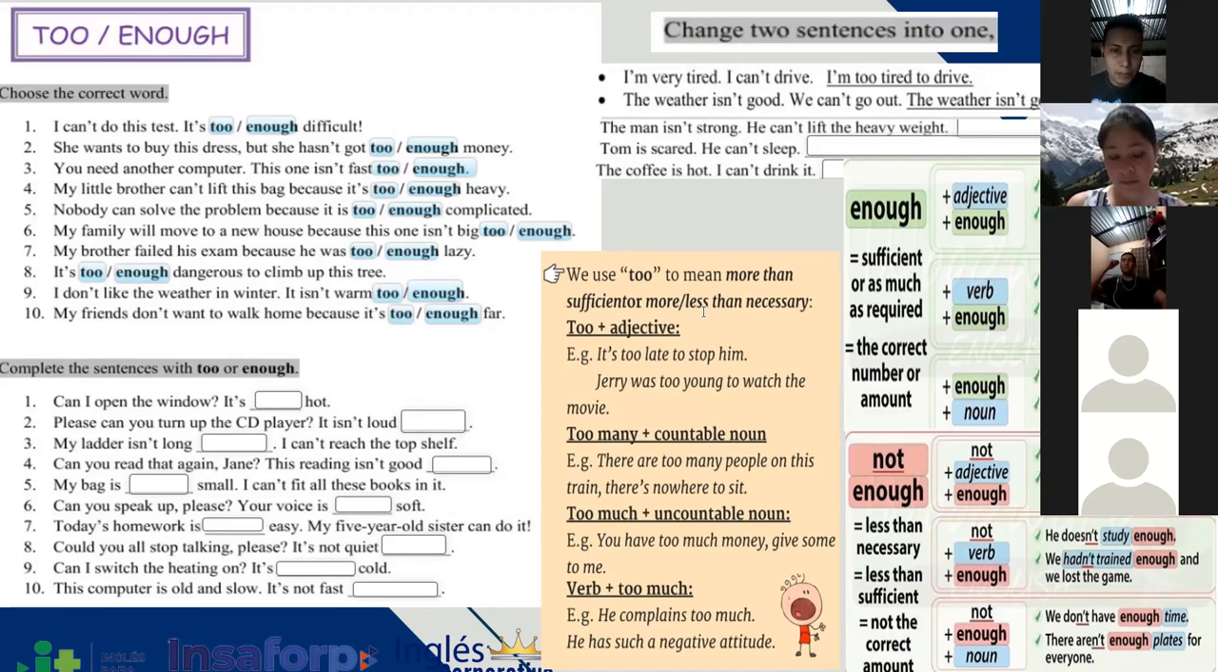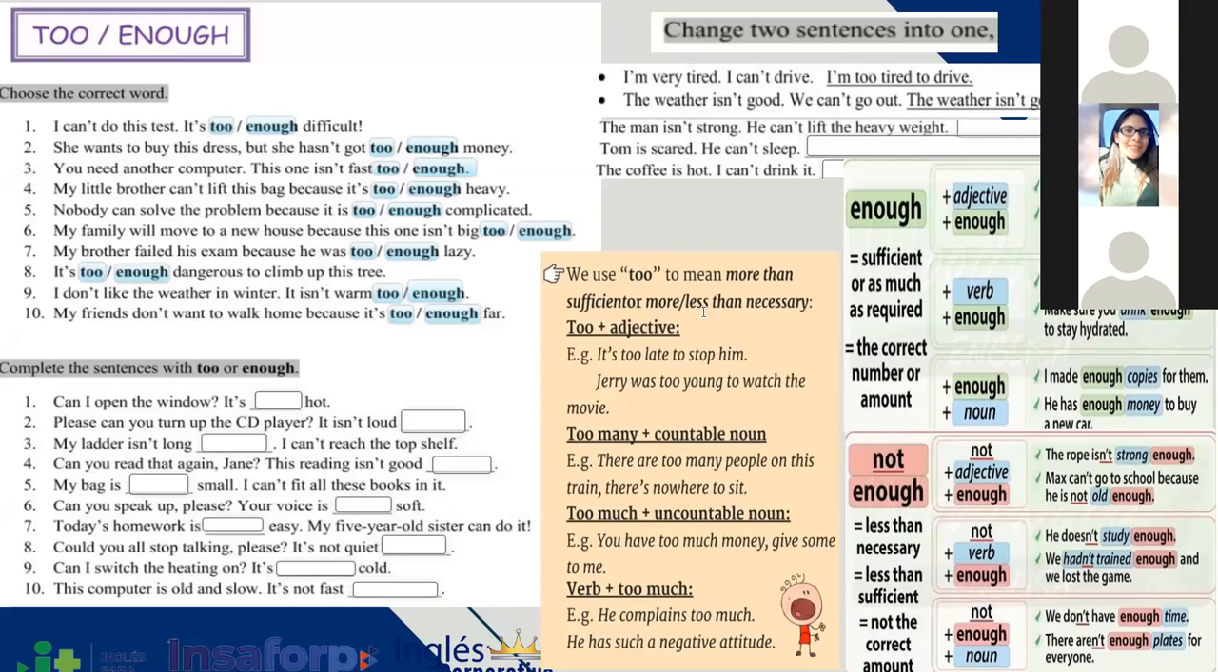Perfect. Number seven, Abigail. My brother failed his exam because he was too lazy. Excellent. Very good. Too lazy, right? Too, then the adjective. Very good. Excellent. Good job.